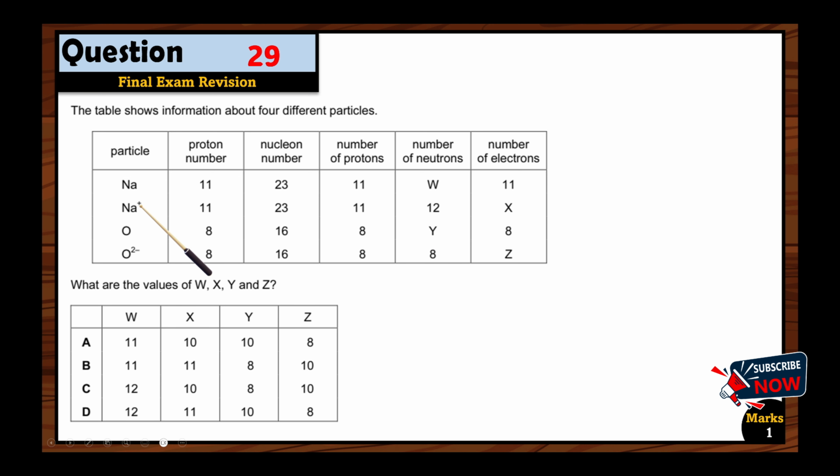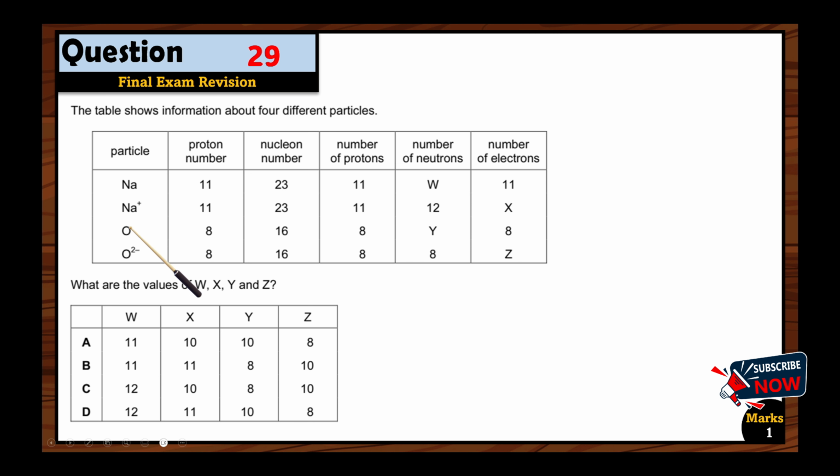Now let's see for sodium. We have to find the number of electrons. The number of electrons is always equal to the number of protons, so it should be 11. But sodium has a positive charge now, which means it has already lost 1 electron. So if it had 11 electrons, now we are left with only 10 electrons. So 10 is the right option. Which one has 10? We can see option C has 10, so option C is right.